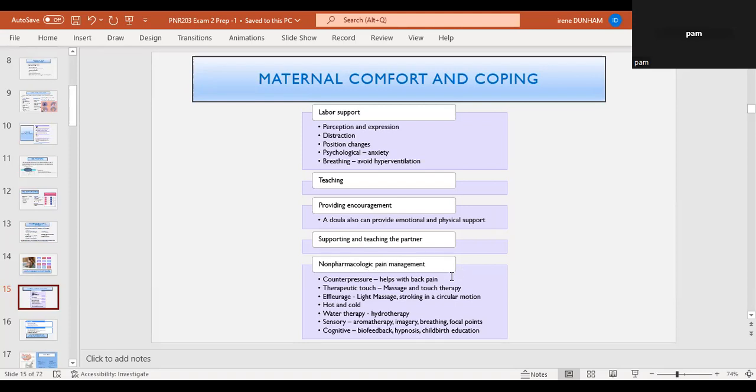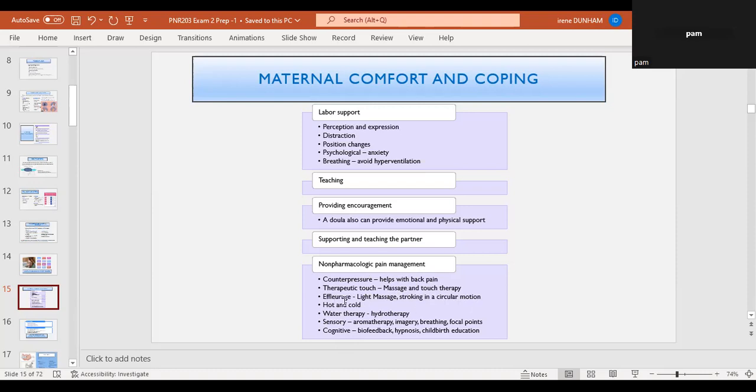Non-pharmacological, we went over all these. As you can see, these are things that really do work. The counter pressure helps with back pain. The therapeutic touch, which is your massage and your touch therapy. Effleurage, I already went over that. That's light massage, stroking, and a circular motion on her abdomen. And combine it with a pelvic rock, perfect.